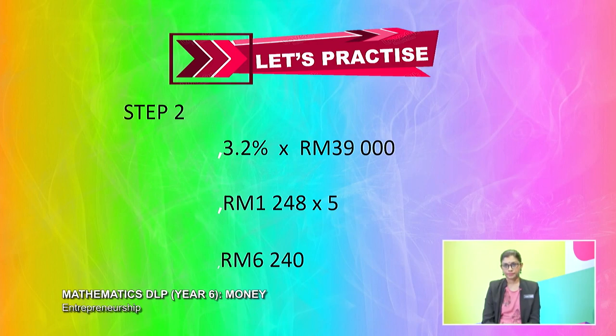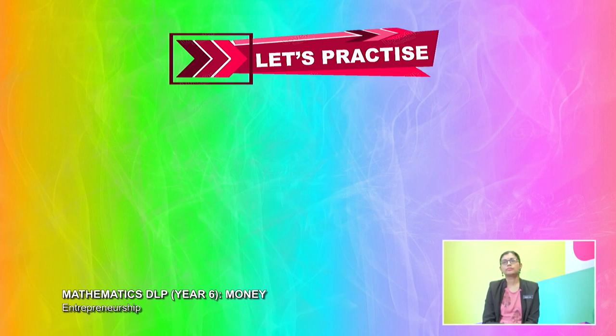And then we times it with 5, because why? It's going to pay for 5 years. So it is about 6,240.